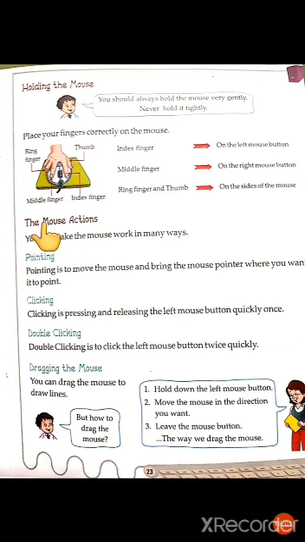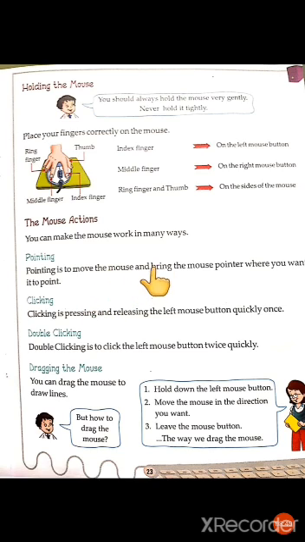Okay. The mouse actions. We can use the mouse for different actions. You can make the mouse work in many ways. The first action is pointing. I am just pointing at things in front of you with the help of this small hand. Pointing is to move the mouse and bring the mouse pointer where you want it to point. So pointing is very easy.